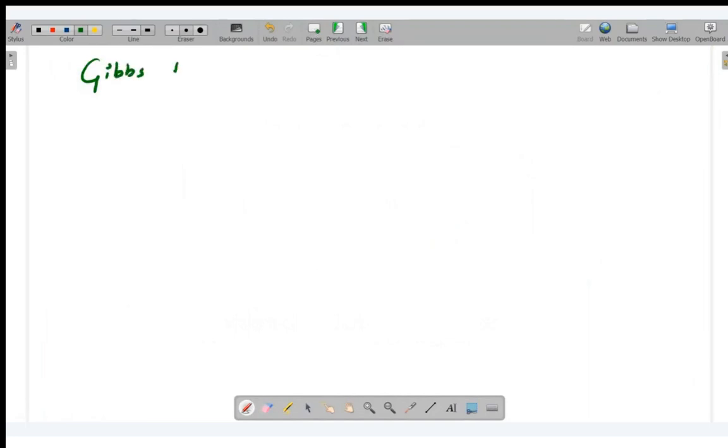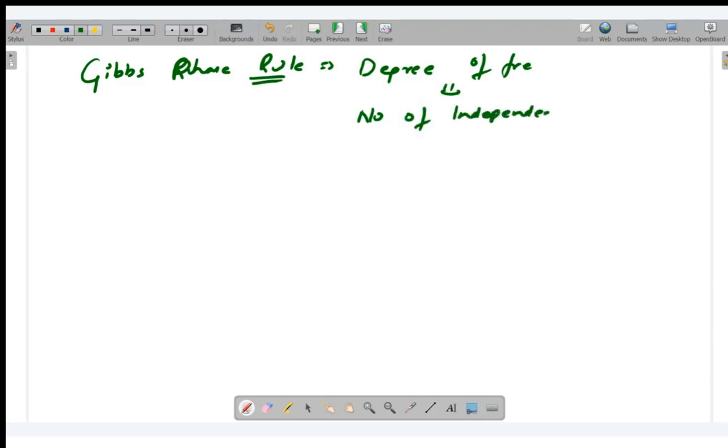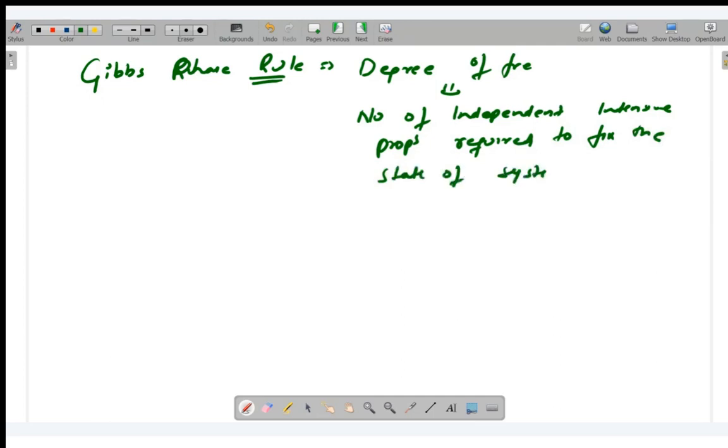Now, Gibbs phase rule basically tells you the degree of freedom, or the number of independent intensive properties required to fix the state of a system. What is the formula of Gibbs phase rule? P plus F is equal to C plus 2. P is phase, F is the degree of freedom, C is the components, and 2 is a constant.